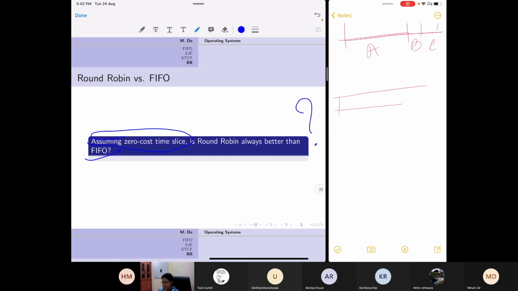That is the question. Can you give some example, maybe where round robin performs poorly compared to FIFO? Can you give some example? I hope the question makes sense to you. Any answer? Any answer? No answer. Think about it.